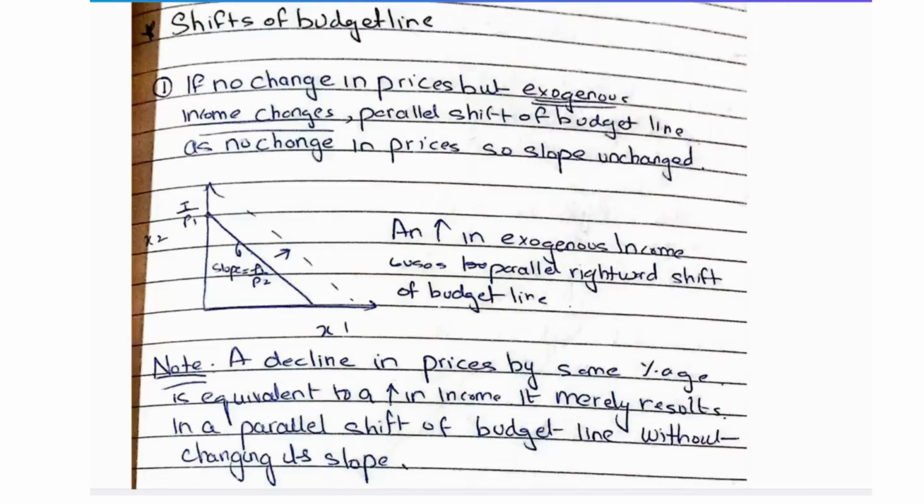So if prices change by the same percentage, it mainly results in parallel shifts of budget line without changing its slope. So the first scenario is changes in exogenous income. If exogenous income changes, then we have parallel shifts in budget line. And change in prices by the same percentage is equivalent to a change in exogenous income and causes parallel shifts in the budget line without changing the slope.